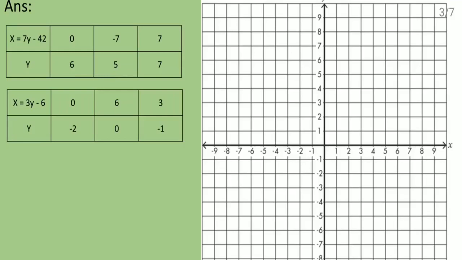Let us see the first one, 0, 6, this one. So this point lies on the y-axis. So here the first point is this one, 0, 6. Second is minus 7, 5. Minus 7 on the x-axis, 5 on the y-axis. So the point comes at this place here. Now the third one is 7, 7. 7 on the x-axis, 7 on the y-axis. So this point will come at this place. Okay, this one. And then we'll draw the line.